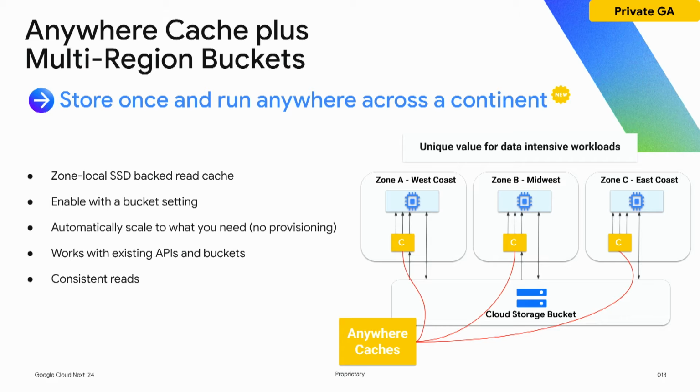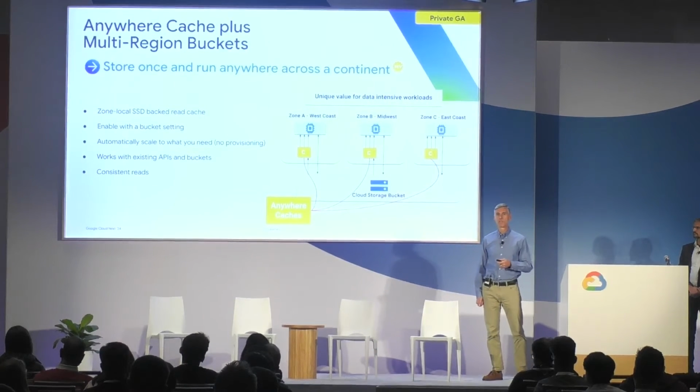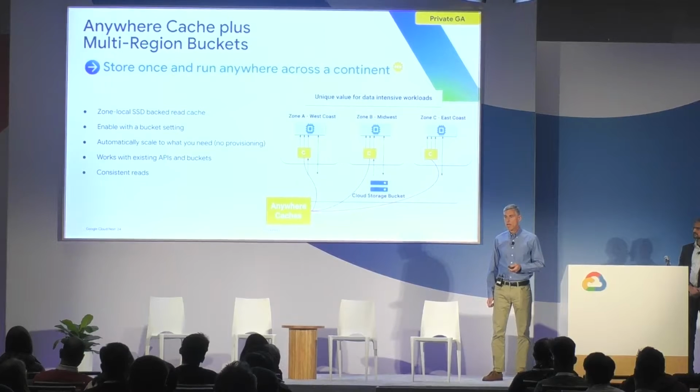The anywhere cache is easy to enable. It's just a bucket setting. It automatically scales to what you need. There's no need to provision terabytes of data that you may not use. And it works with your existing APIs. No need to refactor your code or move it to a new bucket. It works with existing buckets. Finally, it serves only consistent reads. If you've got multiple caches, all the caches will serve consistent data. If the underlying data is updated, the cache will serve a miss, retrieve the data from the bucket automatically, and refresh the data in the cache.